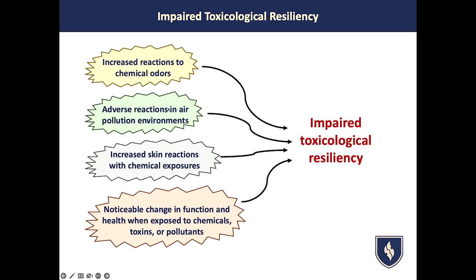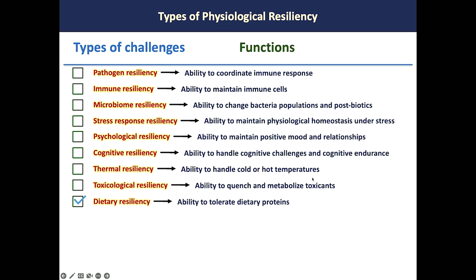So when the sensitivity to air pollution becomes much worse, that's a loss of toxicological resilience, skin reactions with chemical exposures, noticeable change in functions and health when exposed to chemicals, toxins, pollutants. Those are all signs of impaired toxicological resilience.